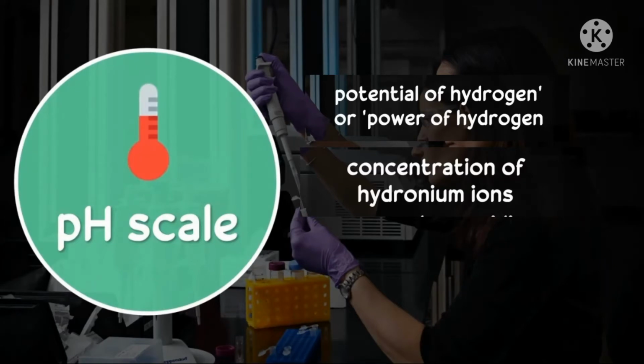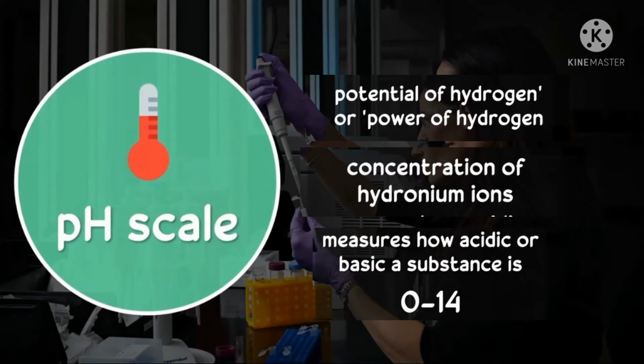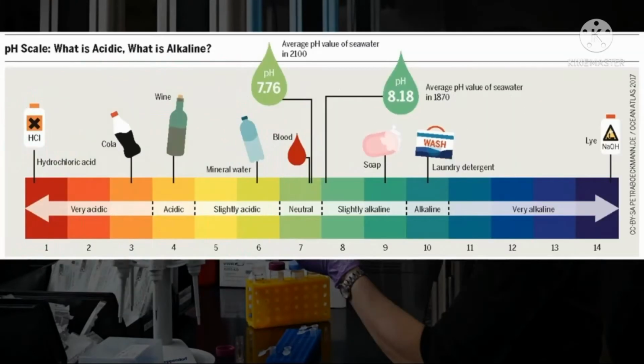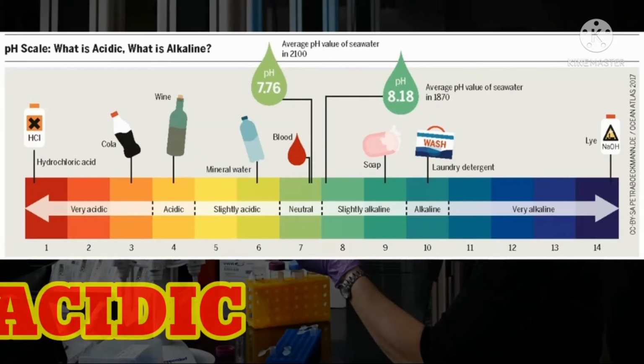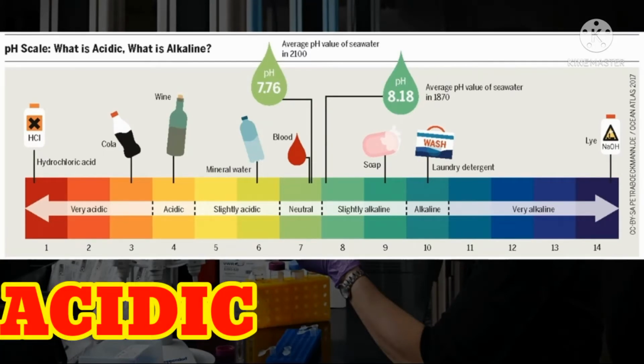Kaya ang pH scale ay ginagamit to measure how acidic or basic a substance is. A pH scale goes from 0 to 14. This is a pH scale. Tingin muna tayo sa left side. From 0.0 to 6.9, these substances are considered as acidic, at ang pinaka-acidic ay nasa leftmost side o yung nasa 0.0 at 1.